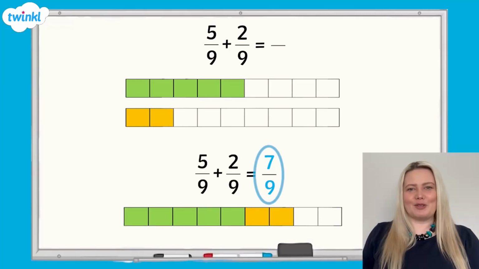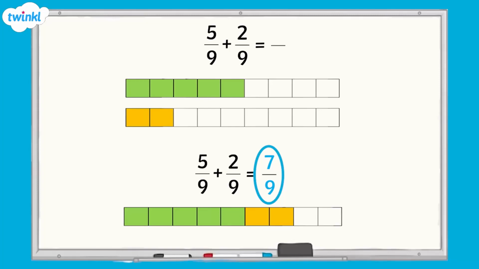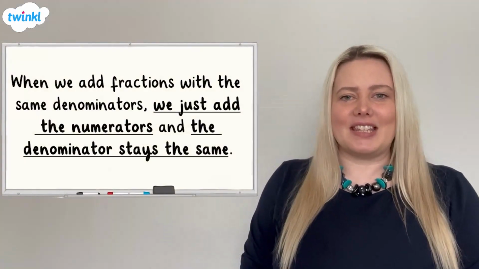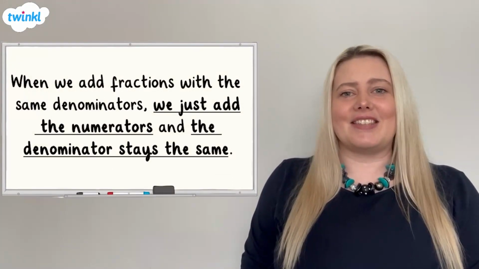What do you notice about the fraction in the answer? What happens to the denominator? What happens to the numerator? The denominator has remained the same, 9, and the numerator is the total of the numerators in the calculation. 5 add 2 equals 7. When we add fractions with the same denominator, we just add the numerators, and the denominator stays the same.